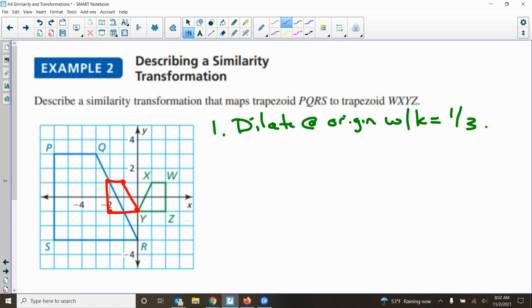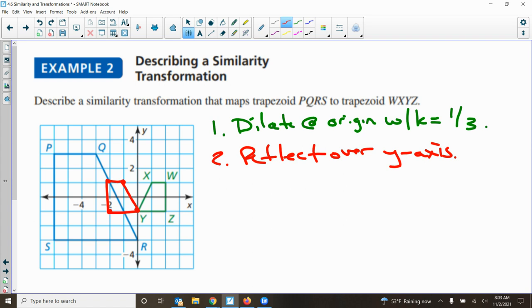So the dilation does a pretty good job. And then what do we have to finish off with? Reflect over the y-axis. So step number 2, reflect over the y-axis. Okay. Now, let me draw your eyes to statement number 1. It says dilate at the origin with K equals 1/3. You really should specify here that you're going to dilate centered at the origin. Okay, you should really, really specify this.